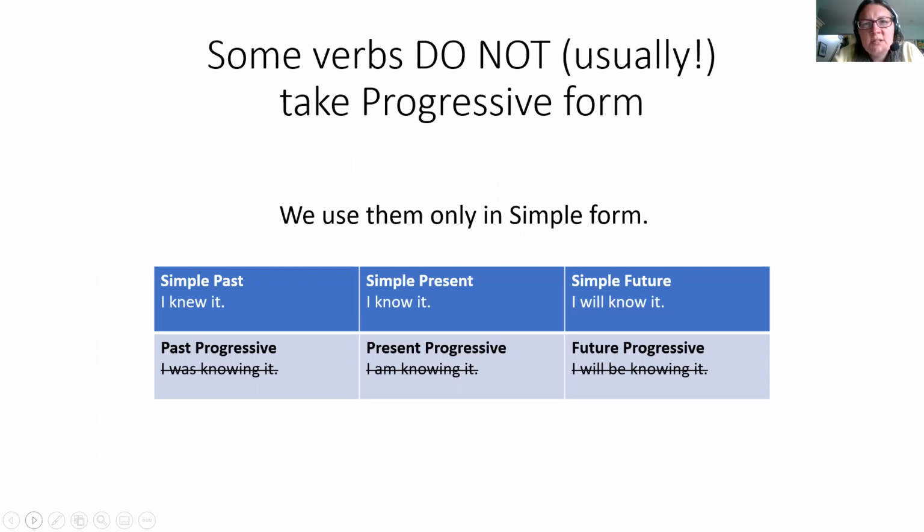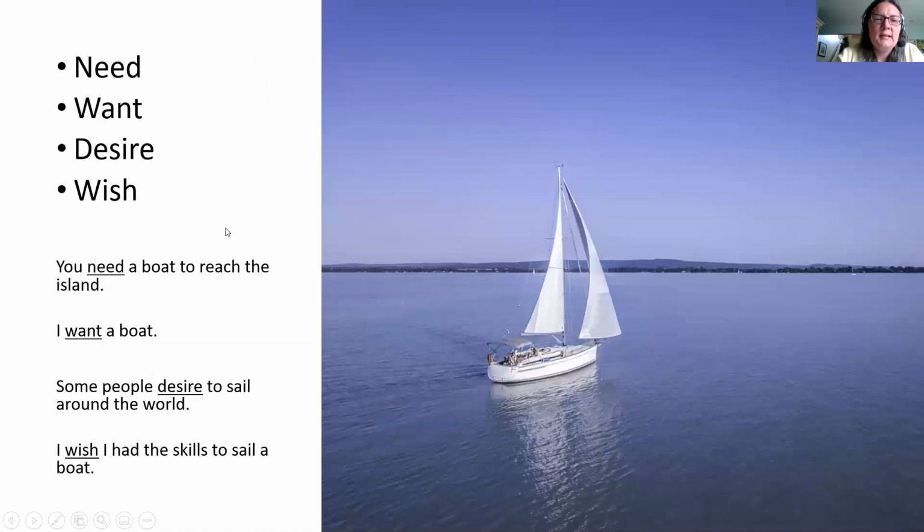So the verbs I'm going to present today, this is part 2, and I will show them to you in the simple present, but they can move into the simple past and simple future. They just never move into the progressive forms at all. They never take the ing. All right, so here are the first 4 words in our second set: need, want, desire, and wish.